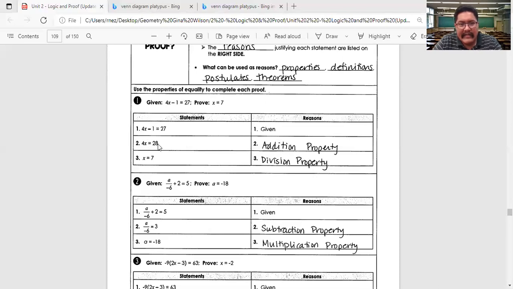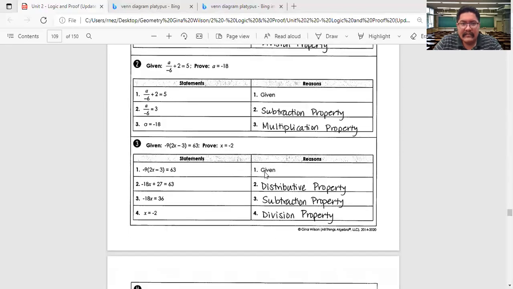Now, starting from that last step, we're going to go to the next step, x equals 7. What happened here? Where did the 4 and the 28 go? Well, we divided both sides by 4. So divide this by 4, divide that by 4. And now we have our division property. So we divided both sides. That's how we got the division property.